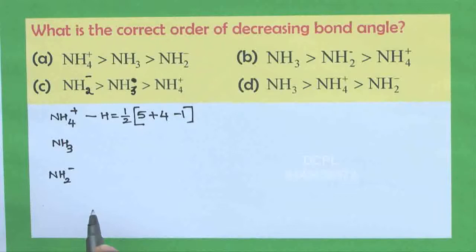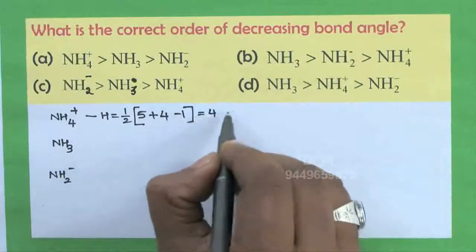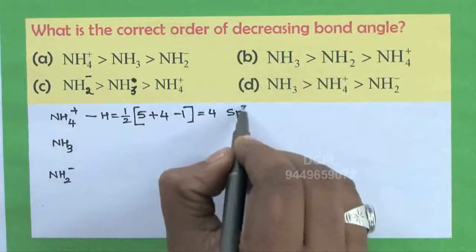Hybridization of nitrogen in NH4 plus: H is equal to half of the valence electrons of nitrogen. Nitrogen's atomic number is 7, hence it contains 5 valence electrons, plus 4. Why? Because hydrogen is monovalent. Minus 1, because for a plus charge you should subtract it. 5 plus 4 minus 1 is 8, 8 by 2 is 4. 4 indicates the hybridization is sp3.